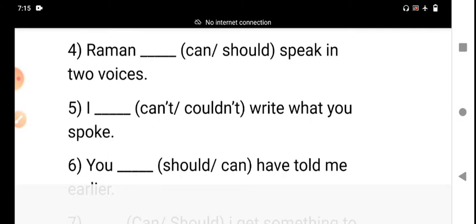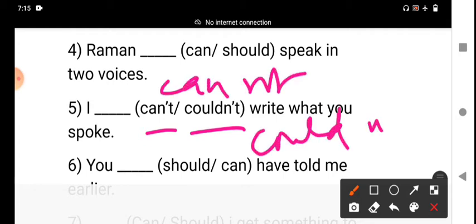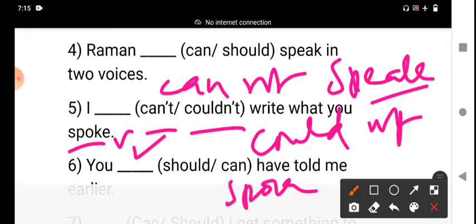Here the fifth blank is I dash couldn't. Couldn't. It is a contracted form they have given. The full form is could not. I couldn't write what you spoke. Spoke is the V2 verb. Speak, past tense spoke, and V3 is the past participle spoken. These are the three forms of speak. It is in the past tense. What you spoke, the subordinate clause, is in the past tense.